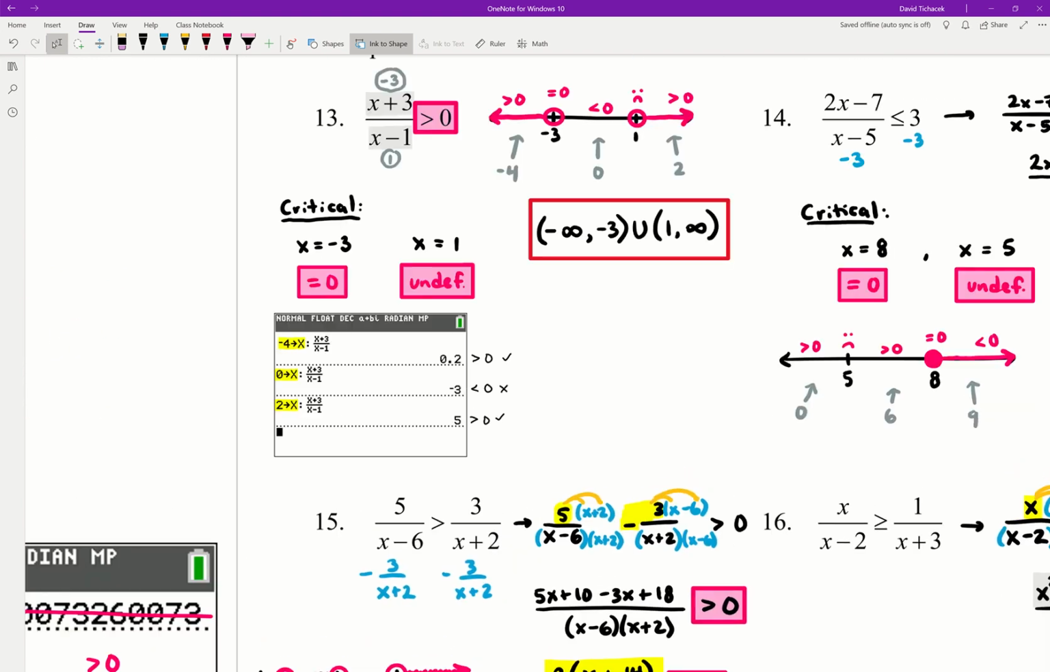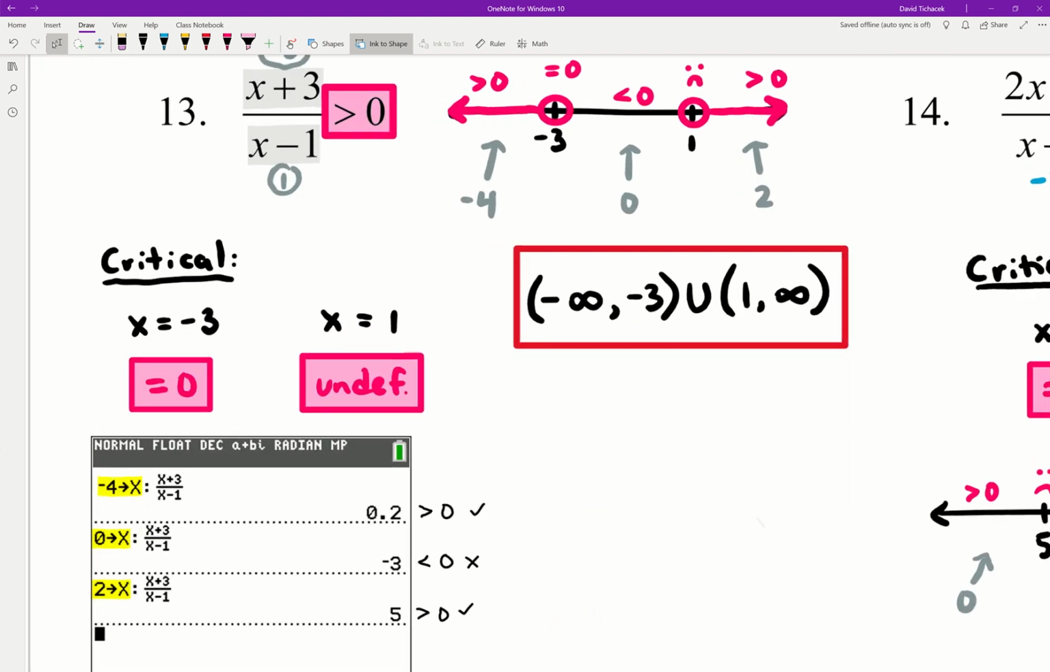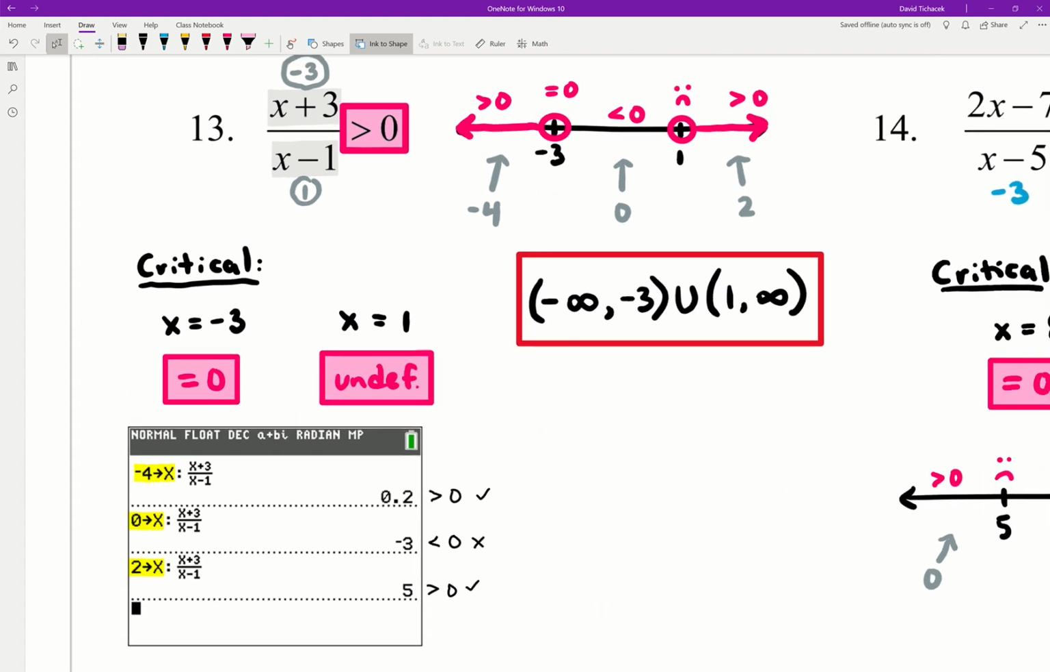Just to flash these examples up here on the screen, here's number 13, where for the most part, a lot of those steps have already been done for you in terms of getting everything to one side and getting a common denominator. So there would be a very quick process there. If you wanted to pause the screen and read through that, you can.